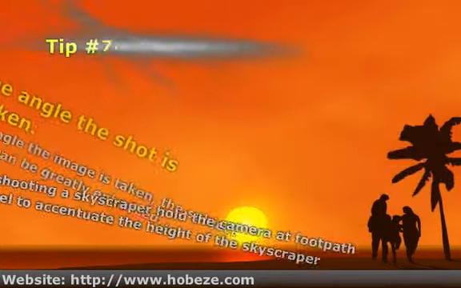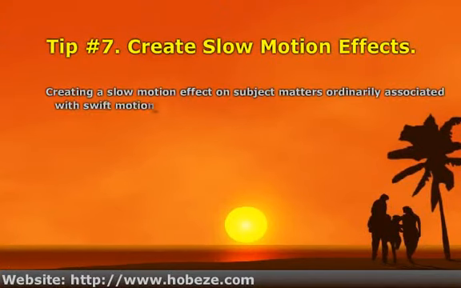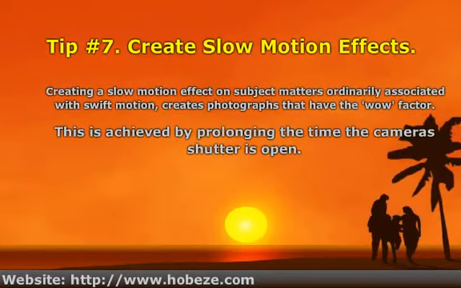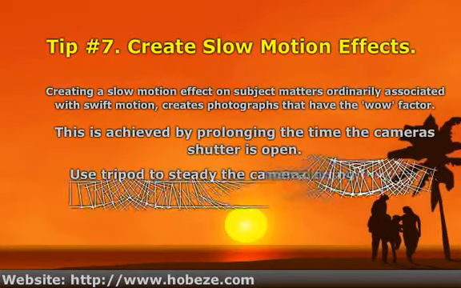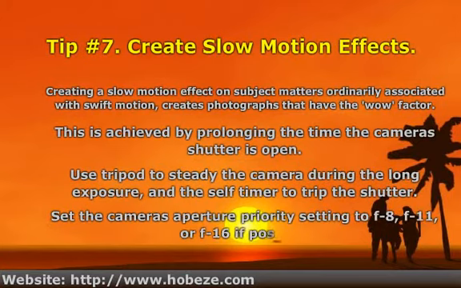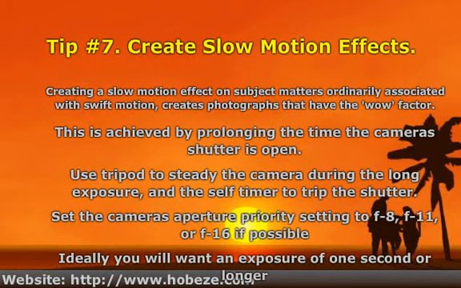Tip number 7. Create slow-motion effects. Creating a slow-motion effect on subject matters ordinarily associated with swift motion creates photographs that have the wow factor. The most effective subject matter for this type of image is waterfalls. Commence by discovering a nice composition with running water, then extend the time the camera's shutter is open. Be sure to use a tripod to ensure the camera stays steady during the long exposure. It is also advisable to use the self-timer to trip the shutter.